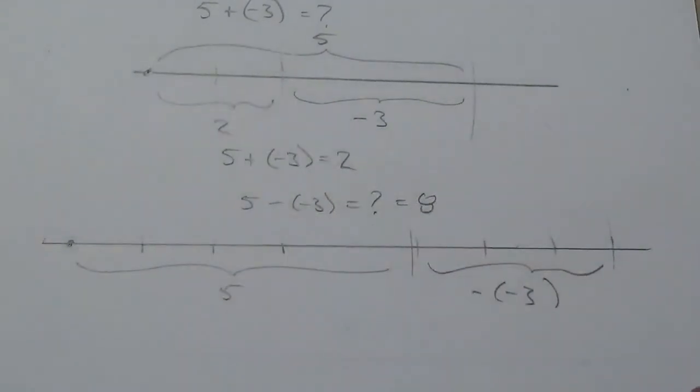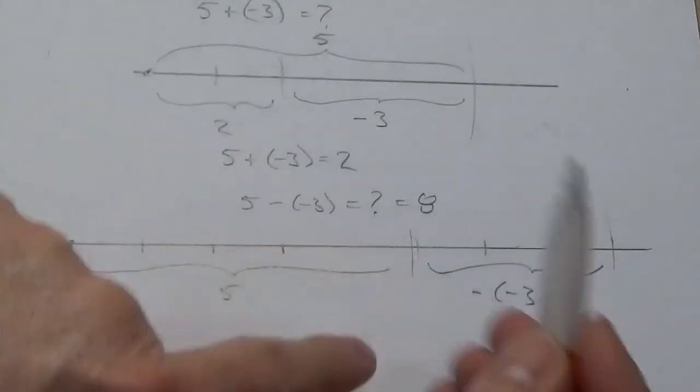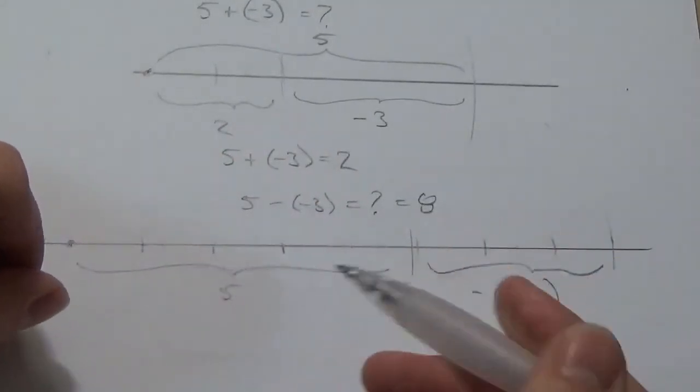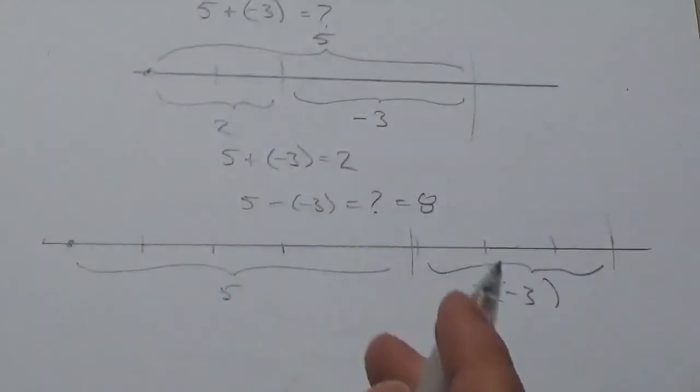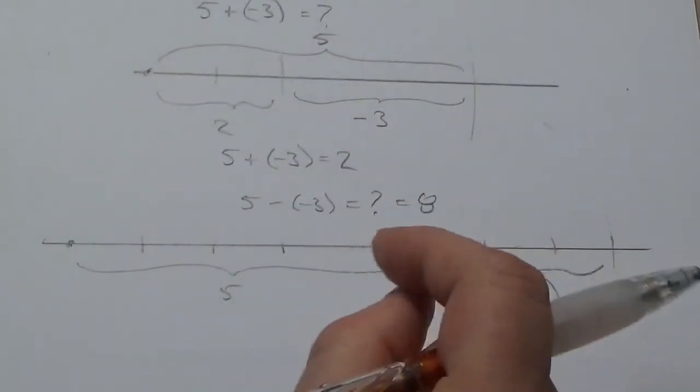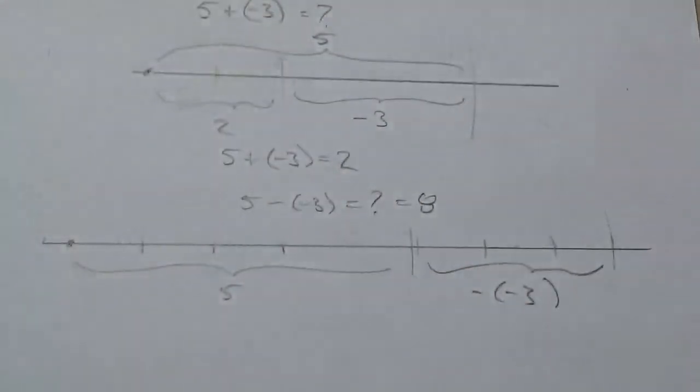But anyway, that's how you would handle adding and subtracting negatives. With subtraction, you just flip it around and you go this way. But if you're subtracting a negative, each of those negatives causes the compass to spin basically 180 degrees so that you're going in the other direction.